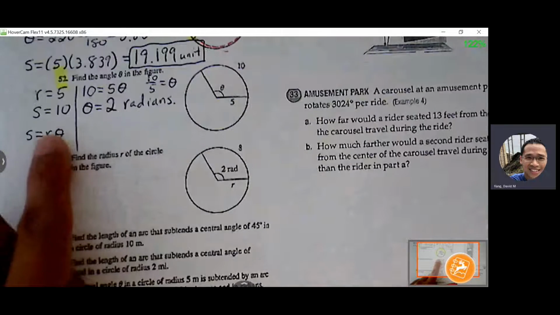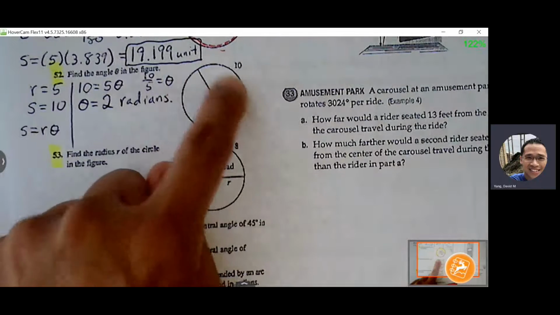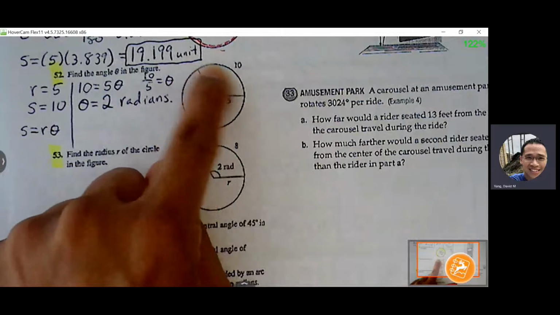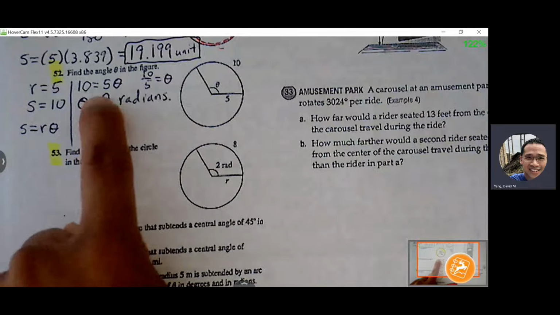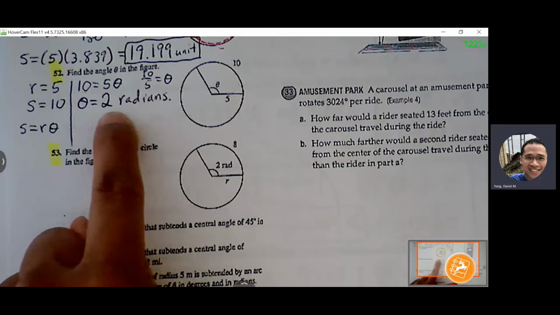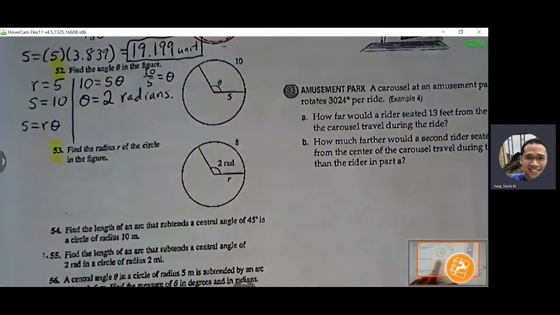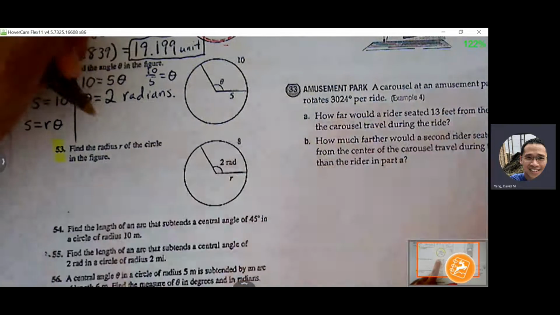So first it's S equals R theta. S is 10, because that's the arc length, right? That's the length of that part of the circle. 5 is my radius. I do 10 divided by 5 to get theta. Theta is 2 radians. Now, on the quiz, if I say, what is theta in terms of radians and what is theta in terms of degrees, then we'll make that adjustment.